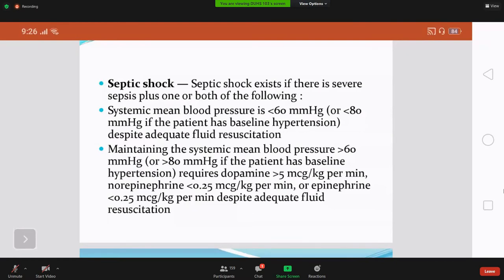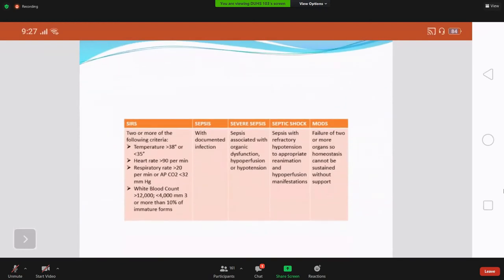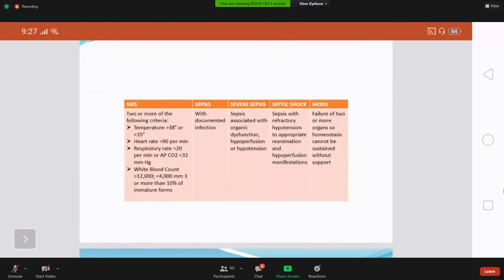Or the second criterion is if the person has a systemic blood pressure of greater than 60, or greater than 80 if baseline hypertension is present, and the patient requires dopamine greater than 5 micrograms per kg per minute, you don't have to learn the dose. Or if the patient maintains the blood pressure but is on dopamine, dobutamine, epinephrine, or norepinephrine despite adequate fluid resuscitation. Meaning there are two criteria, and one or both might be present. The first one is if the patient has systemic hypotension despite fluid resuscitation. The second is if the patient is maintaining the blood pressure but requires dopamine, norepinephrine or epinephrine in order to maintain this blood pressure.